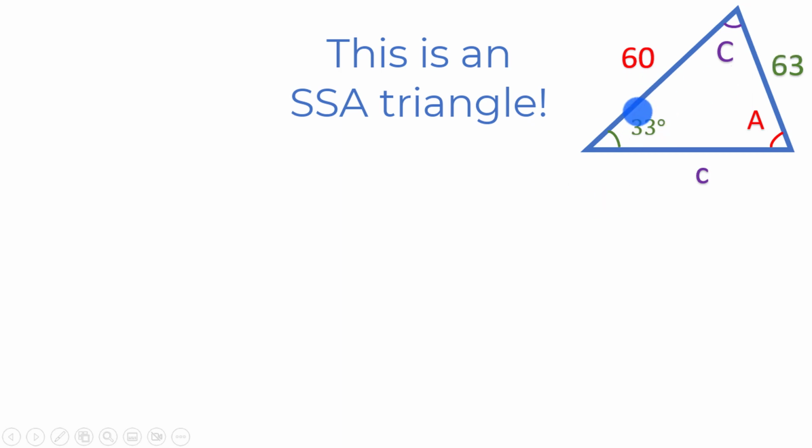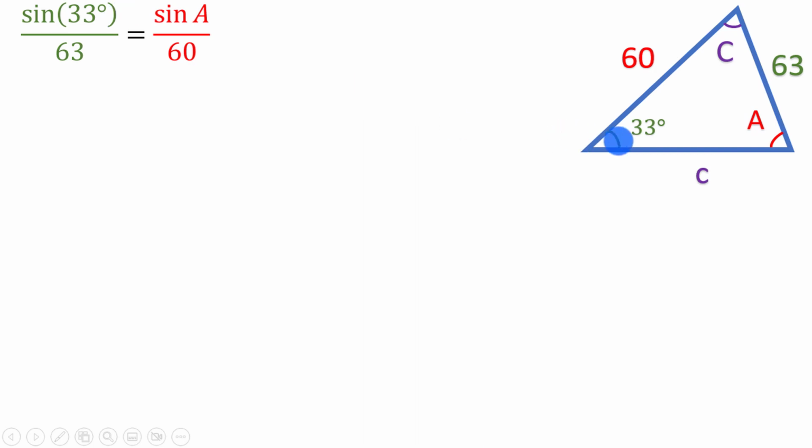Instead, we have two sides and an angle that is not between them, so we have the side-side-angle triangle. We can't solve anything related to C quite yet, because we don't know the angle, capital C, or the side opposite of that angle, lowercase c. We would have to know one or the other to use the law of sines. We can, however, use the law of sines to solve for capital A. Sine of 33 degrees divided by the side opposite of 63 units is equal to sine of capital A divided by the side opposite of 60 units.